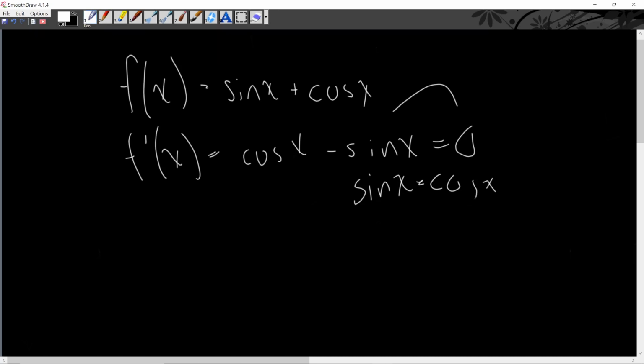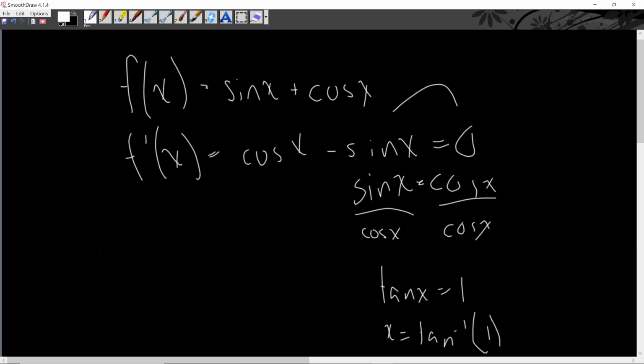we can plug those values in. Sine x equals cosine x when, okay, I can show the work for this. Sine over cosine, and we do cosine over cosine. So we get tangent x equals 1. And we do arctan on both sides. We have x is equal to arctan 1. Right? And then this is in the first or third quadrant.